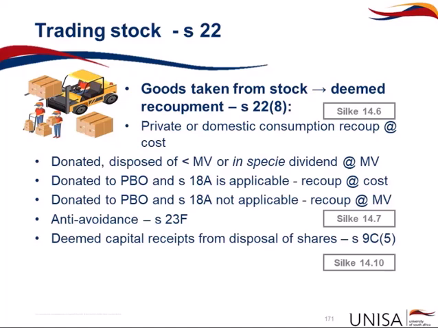There are anti-avoidance principles in terms of Section 23F, which we'll have a look at. And remember Section 9C, which would deal with shares that were held for a revenue intention. So a share dealer, however, remember, if they are held for 3 years or more, they become capital in nature. So that's in terms of Section 9C5. And so then when we are disposing of them, we will in essence have a recoupment in terms of Section 9C5.